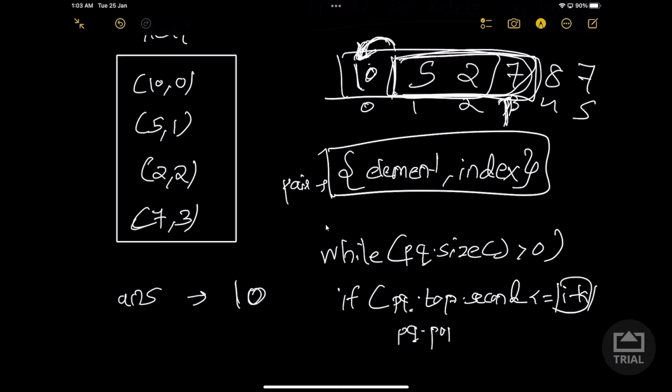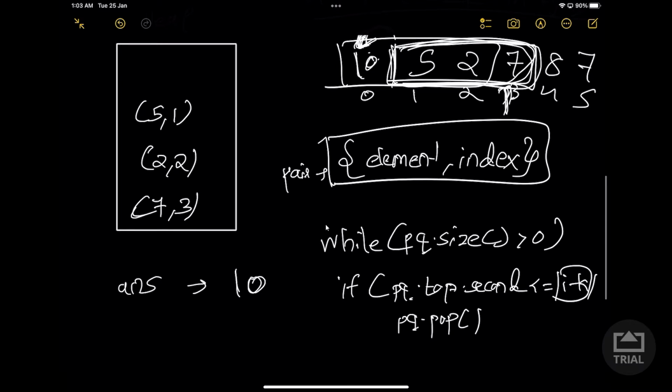We don't have to include this element for further sublists, so we will pop this. So 10 will get popped. We will remove this, and then the second max is 7. We check, and this is in our sublist right now, so we will break our while loop and put this in our answer.